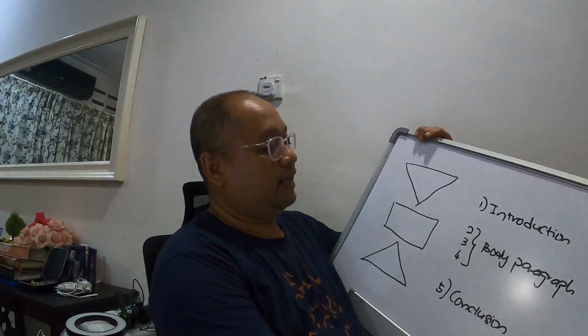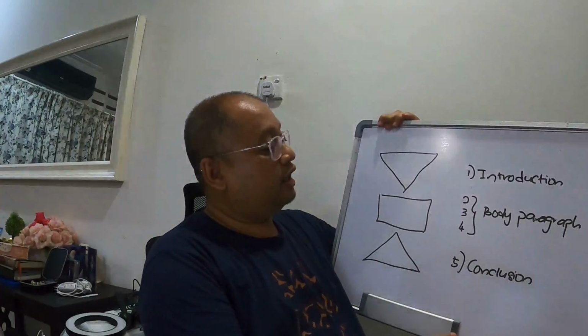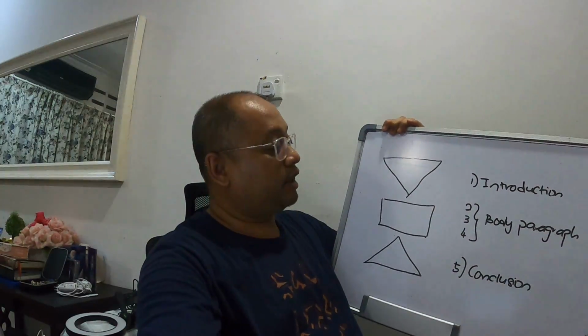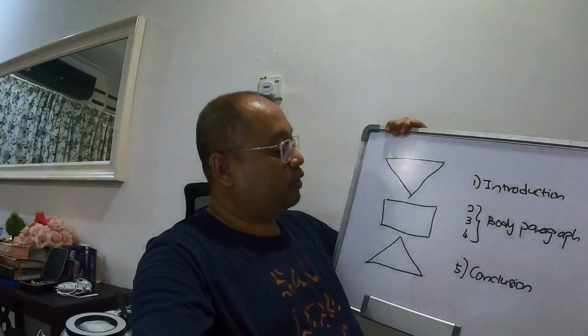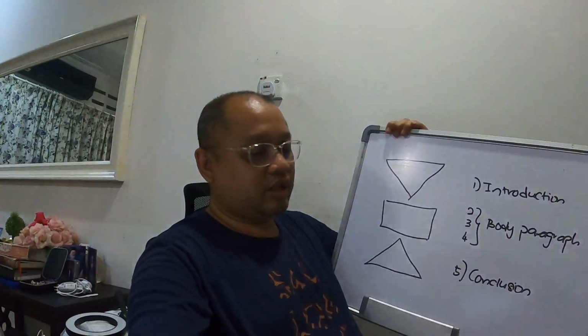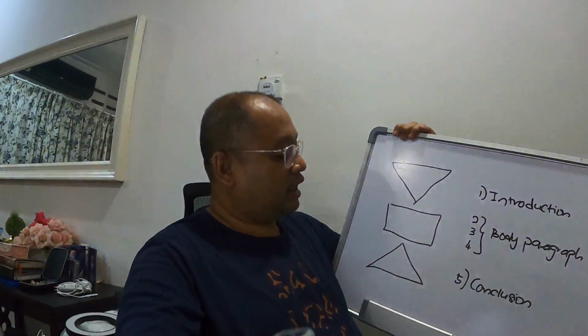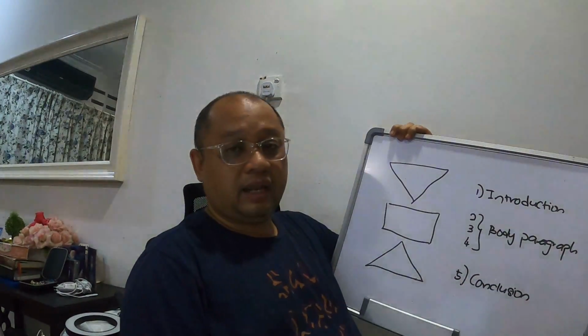So in this video I'm going to share with you something that you need to ponder or think of when you are involved in writing. Let's have a look at the basic structure of an essay. As you can see over here, you have an inverted pyramid, and then you have a rectangle or maybe a square in the middle of it, and then you have a pyramid at the end of it.